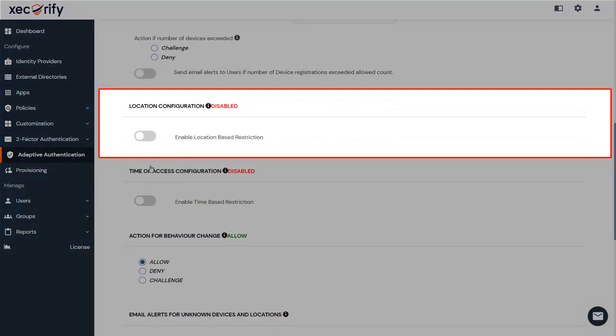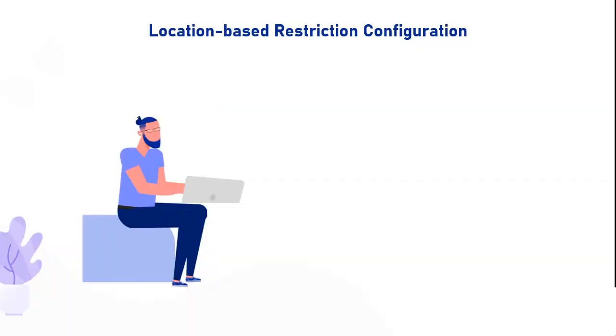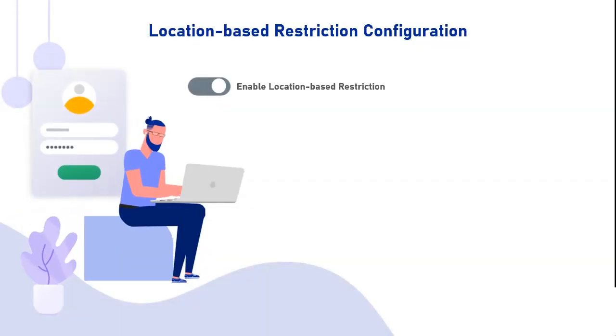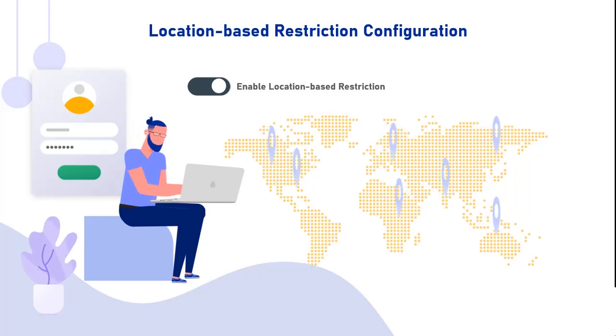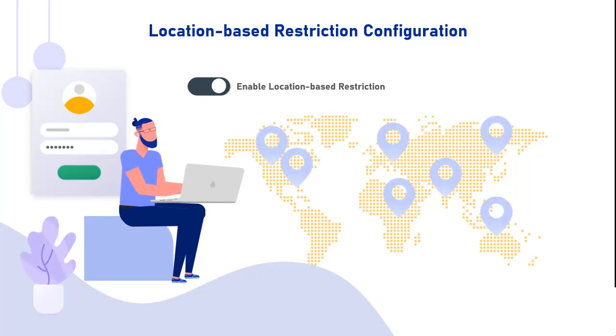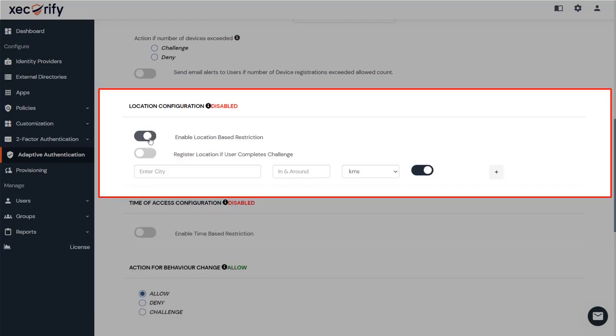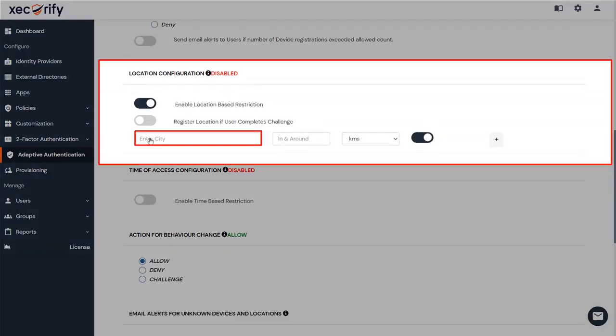Next, location-based restriction configuration. In this restriction method, the admin configures a list of locations where we want to allow end users to either log in or be denied, based on the conditions set by the admin. Enable the location-based restriction option. Here in the input fields, enter the location name. Add the in and around distance for your location. Click on the plus button to add more than one location.